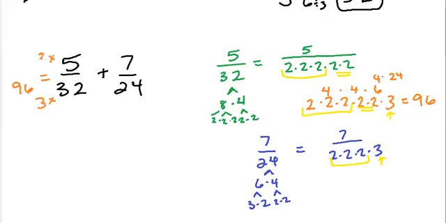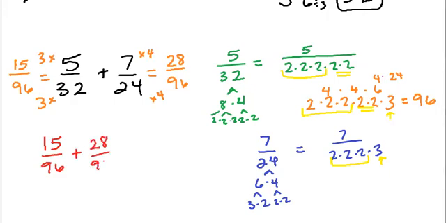So I'm going to multiply 5 by 3 to get 15. Over here, how could I get 24 to be 96? I would be multiplying by 4. So 7 times 4 is 28. Now I can do final addition here. 15/96 plus 28/96. 15 plus 28 is 43 over 96. And I don't think that that reduces at all.